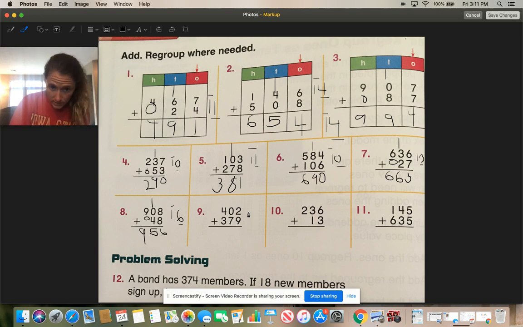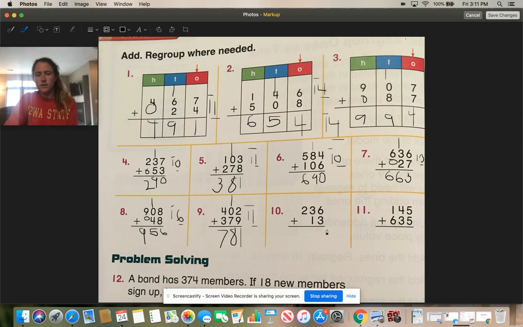Number 9, 402 plus 379. 9 plus 2 is 11. 11, the 1 goes below, the other 1 goes above. 7 plus 0 plus 1 is 8. 4 plus 3 is 7. 781. Only a couple problems left, guys.